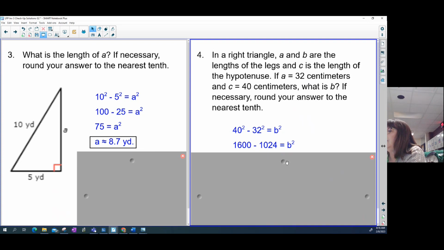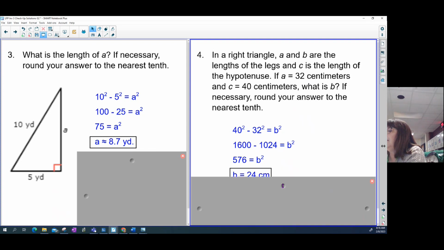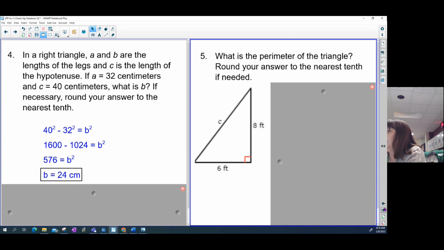40 squared is 1,600. 32 squared is 1,024. When I do the subtraction, I get a difference of 576. And that's B squared. We want B, so we're going to square root both sides. The square root of B squared is B, and the square root of 576 is exactly 24 centimeters.